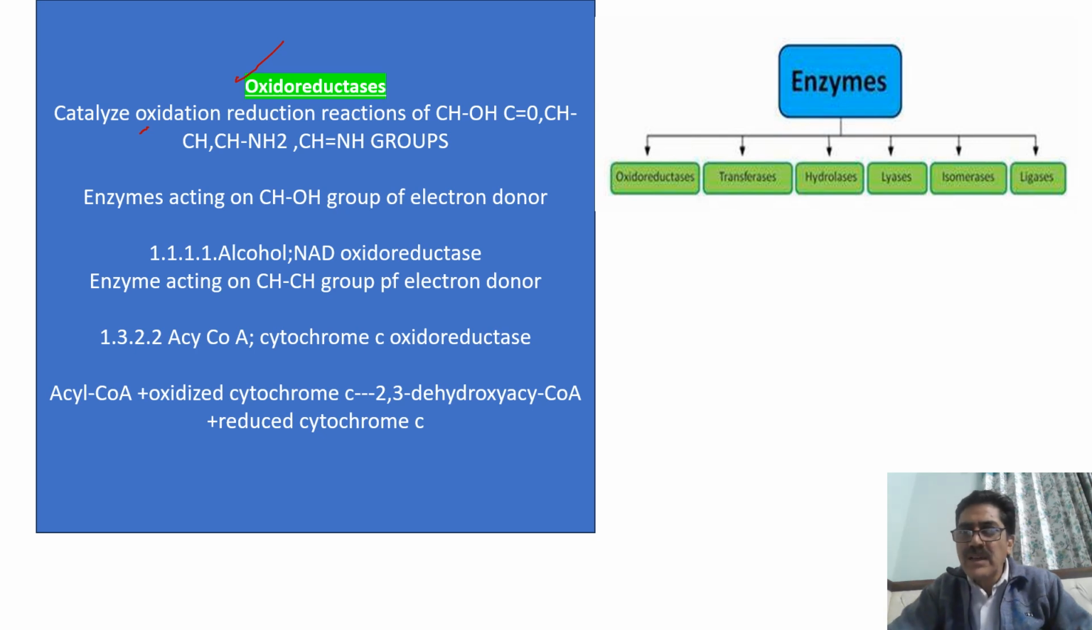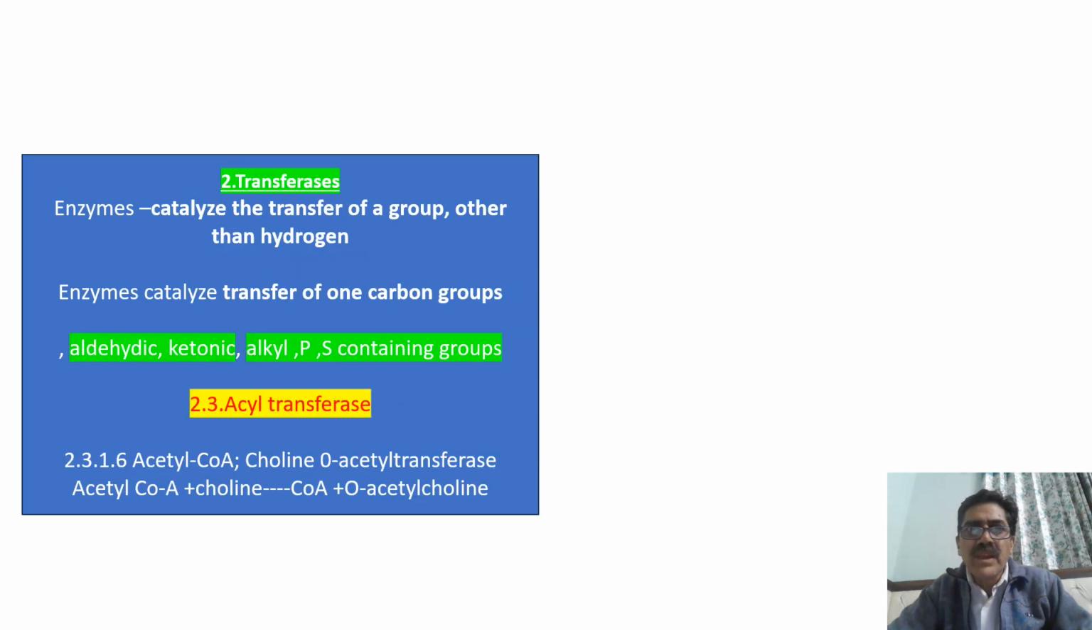Now we have the next class, transferase. Transferase is the major class that catalyzes the transfer of a group other than hydrogen. These enzymes catalyze transfer of one-carbon groups, for example aldehyde group, ketonic group, alkyl group, phosphorus group, sulfur-containing groups. For example, we have EC number 2.3, acyltransferase. 2 indicates which class? Transferase is the main class.